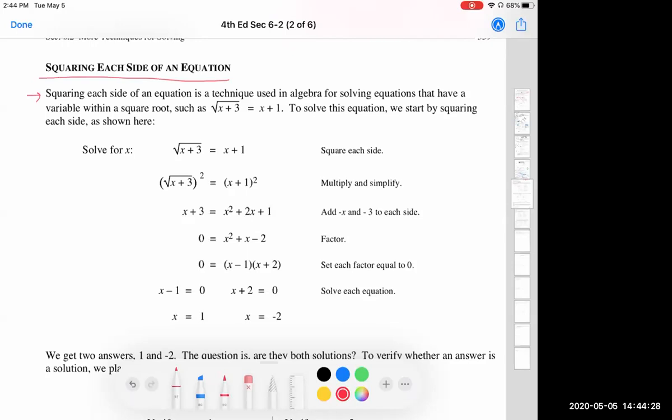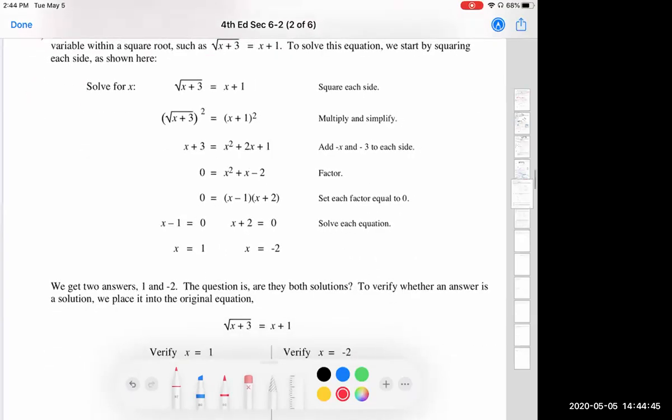Squaring each side of an equation is a technique used in algebra for solving equations with a variable within a square root, such as square root of x plus 3 equals x plus 1. To solve this equation, we start by squaring each side as shown here. So here it shows the work. We see that the square root's a problem, so let's go ahead and square it.